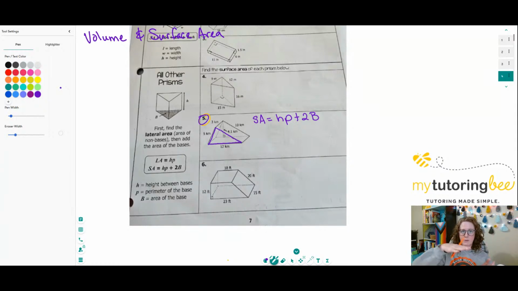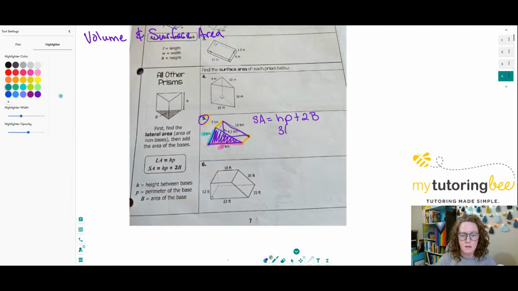It's almost as if this has been laid over on its side, and this is what it would normally sit on, the part that would be on the ground. That means the height is the distance between the two triangular shapes. So the height is this length right here, which as we can see is 3 kilometers. I'm going to sub in 3 there. Now the P stands for the perimeter of the base. As we just talked about, the triangle is the base of this shape. So we need the perimeter, which looks like 5 is this side length. 12 is this side length.